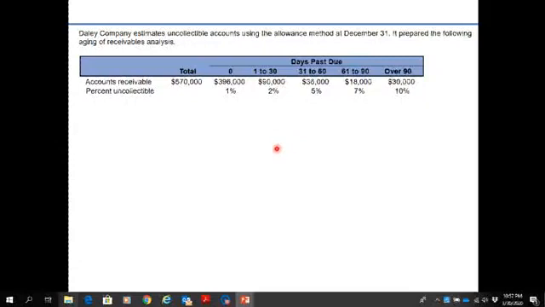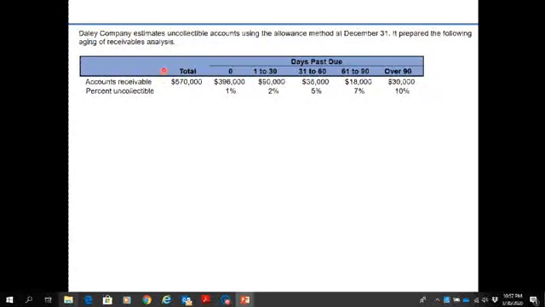Okay, so I told you that I would also talk to you about the aging of accounts receivable method. That's what this is, an aging of receivables analysis. Do you see that? So this is what an accounts receivable aging schedule looks like.